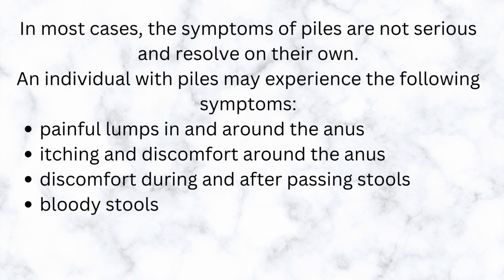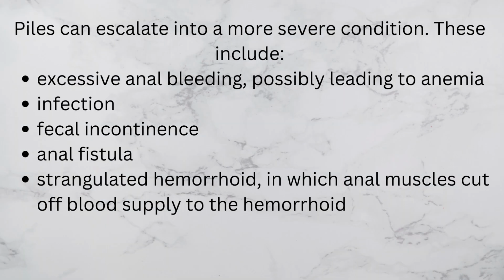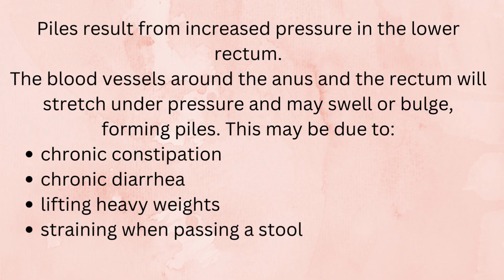An individual with piles may experience the following symptoms: painful lumps in and around the anus, itching and discomfort around the anus, discomfort during and after passing stools, bloody stools, excessive anal bleeding possibly leading to anemia, infection, fecal incontinence, anal fistula, and strangulated hemorrhoid, in which anal muscles cut off blood supply to the hemorrhoid.